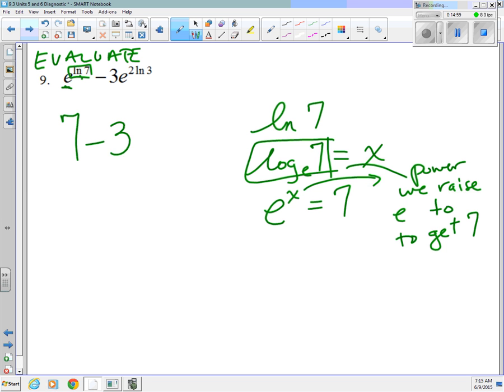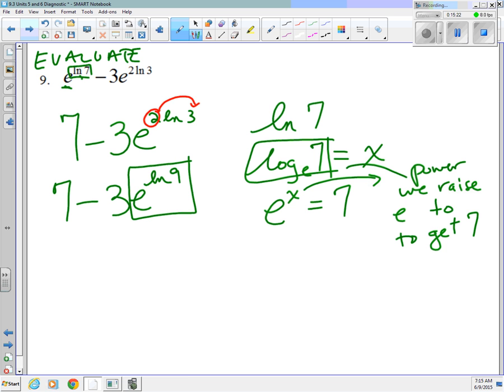Similarly, I have 3 e to the 2 ln of 3. There's a property of logs that says this number can come back up, and we actually used that in reverse before when we brought down the power. But now it's useful to go the other way. So I have 7 minus 3 e to the ln of 3 squared, which is 9. And e to the ln of 9 is just 9.